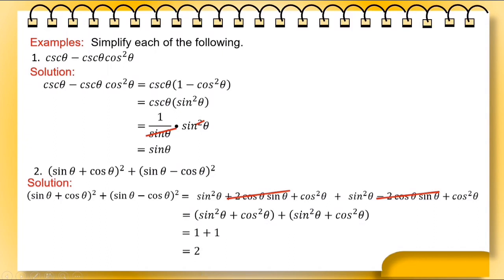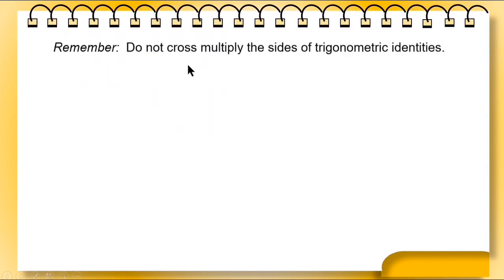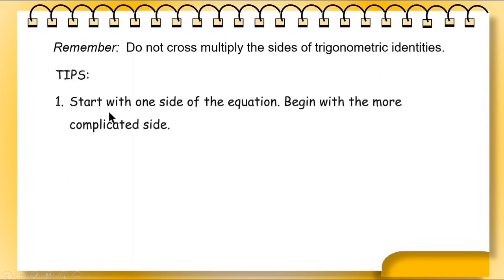We can also use the fundamental identities to establish or prove other identities involving circular functions. Verifying trigonometric identities is not like solving conditional equations. Remember, do not cross-multiply the sides of trigonometric identities. Below are some tips on how this can be done. Number 1, start with one side of the equation. We begin with the more complicated side.